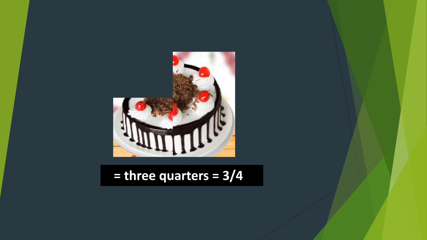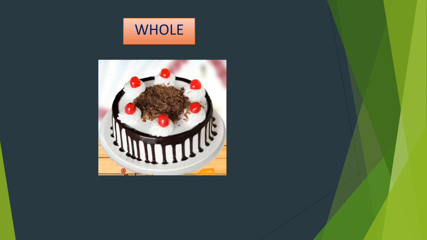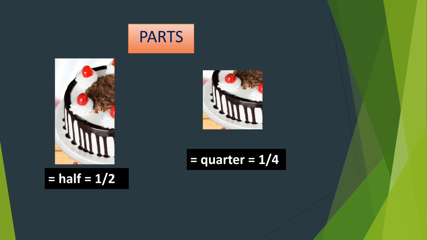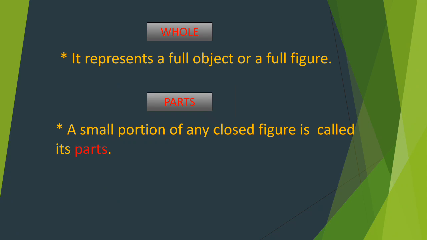These 3 quarters, half and quarter are called parts. This full cake we can say is a whole. From the whole we can divide into small pieces called parts: half, quarter and 3 quarters. Now, whole represents a full object or a full figure. We can say any full thing is a whole.